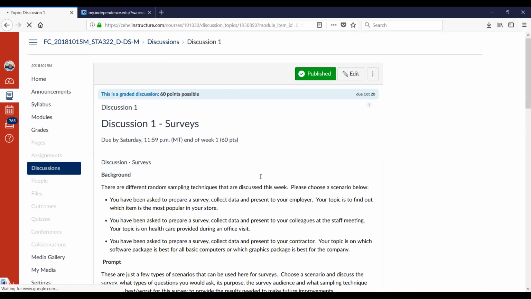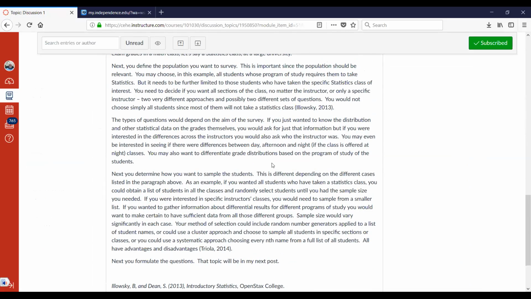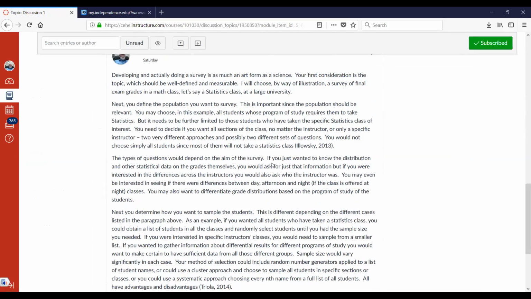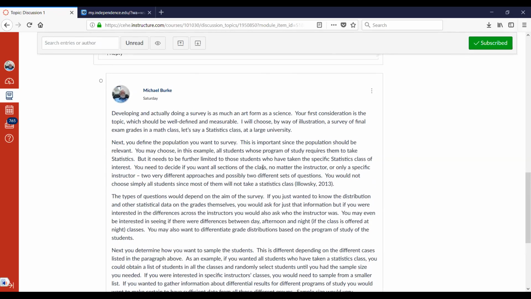Let's bring this up. So what I chose was a statistics class, final exam grades, in a math class, a statistics class. So you wanted to find the population. Obviously, the population does not include all students at the school, because many of those students will never take a statistics class, so they're not part of your cohort. So what you want to do is look at those whose programs of study require them to take statistics. But then you need to limit your population, if you're looking at final exam scores, further limit the population to those who have actually taken the class. Otherwise, you've got useless data. If somebody hasn't taken the class, they don't have a final exam score.